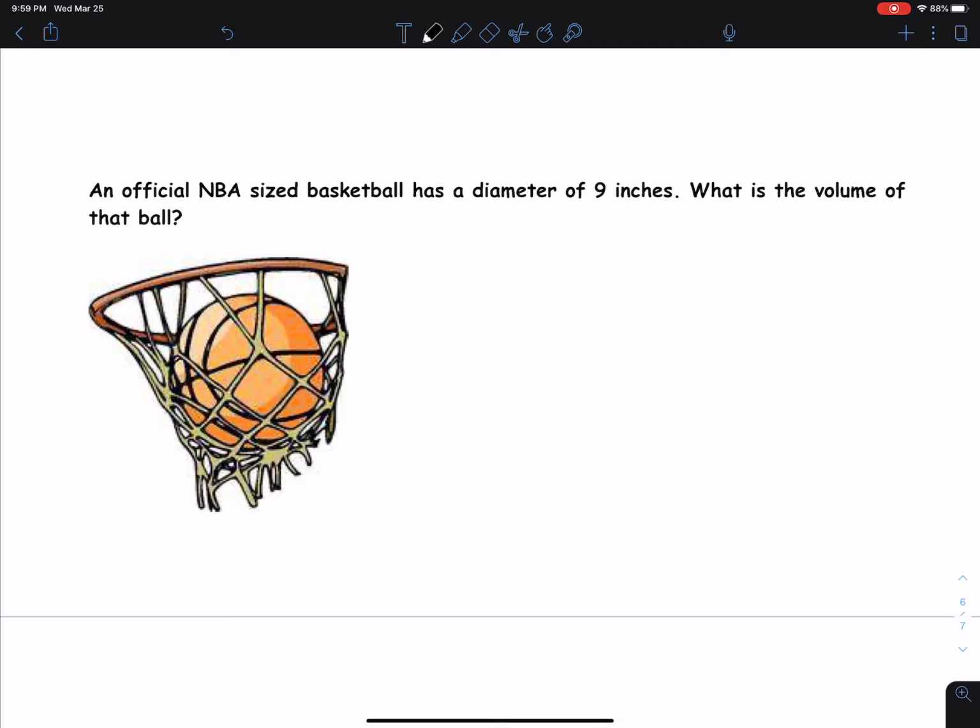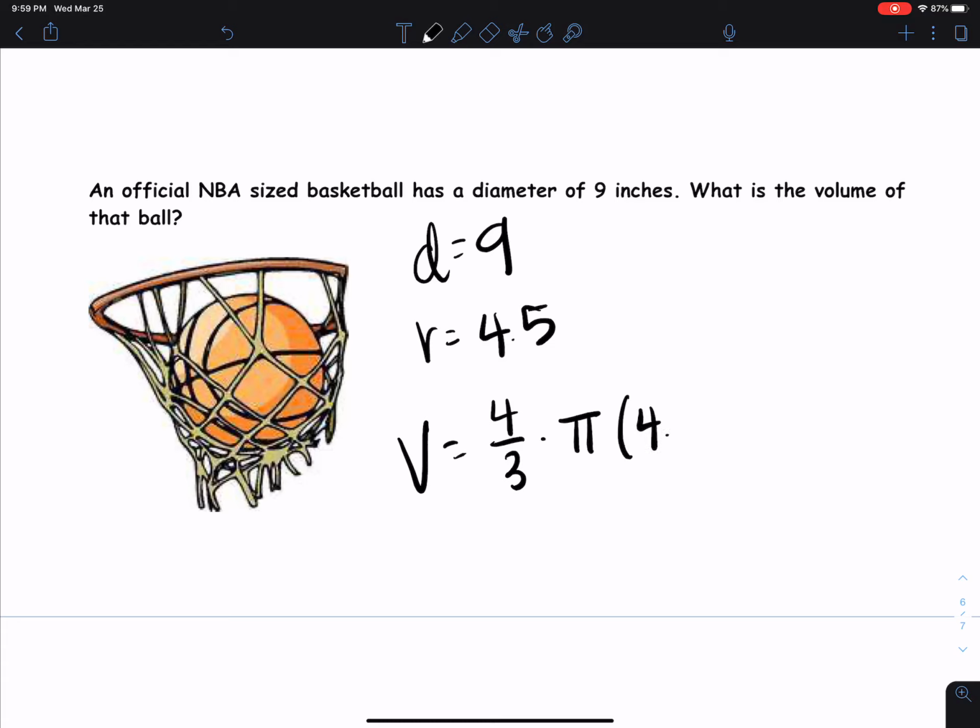And this says an official NBA-sized basketball has a diameter of 9 inches. What is the volume of that ball? So if the diameter is 9, that means the radius is half of that, which is 4.5. So the volume of an NBA-sized basketball is 4/3 times pi r cubed. And you can just type that into a calculator, and that'll give you that it is 381.7 inches cubed. And that's the volume of that basketball.